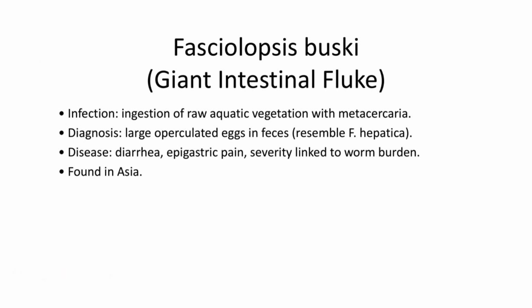Fasciolopsis buski, the giant intestinal fluke, infects humans when they ingest raw aquatic vegetation such as water chestnuts that contain encysted metacercaria. The diagnostic stage is the presence of characteristic large eggs in feces with a small operculum, which resemble those of Fasciola hepatica. Clinically, infection causes diarrhea and epigastric pain, and the severity of symptoms relates directly to the number of worms. This parasite is found in Asia.